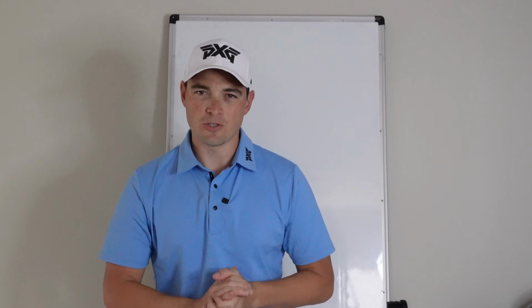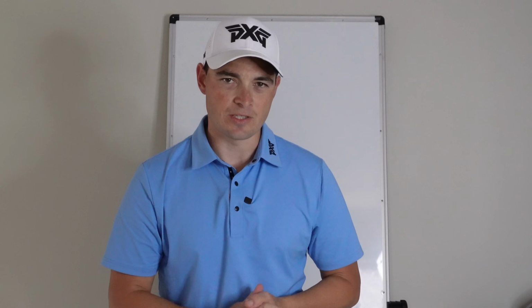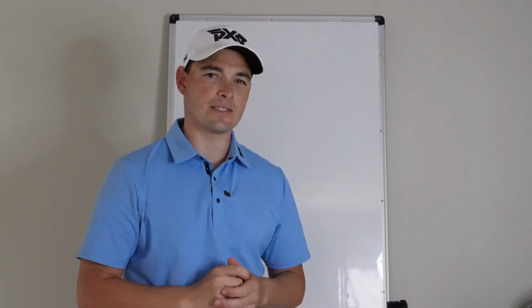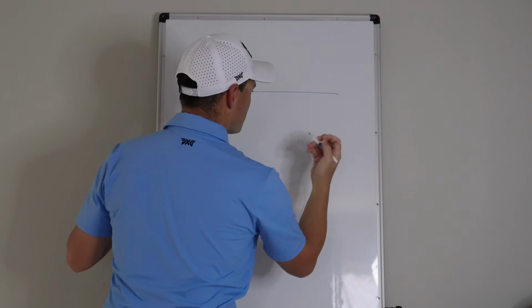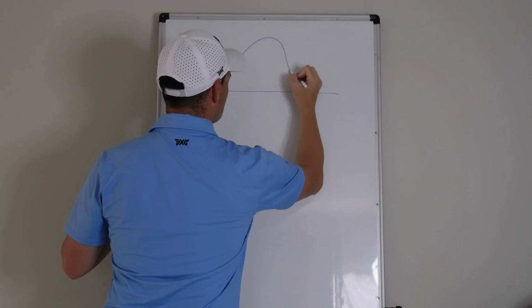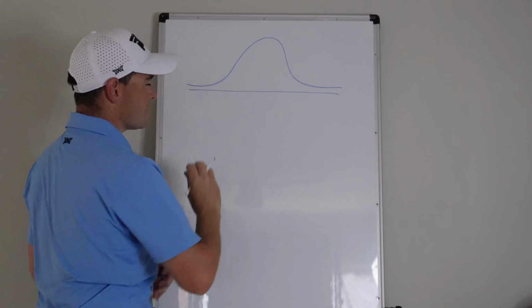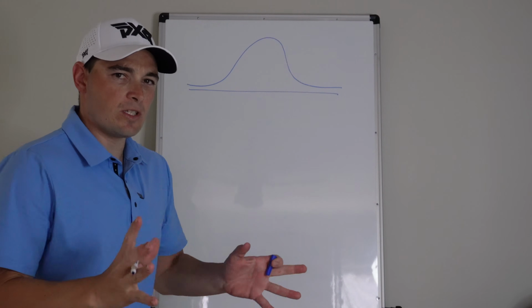So secret number 2, how do we become more consistent? Well, the first thing we need to understand is something called a bell curve. Now, if you haven't seen a bell curve before, it looks a little something like this. So that's exactly what a bell curve looks like. Now, what does it mean?